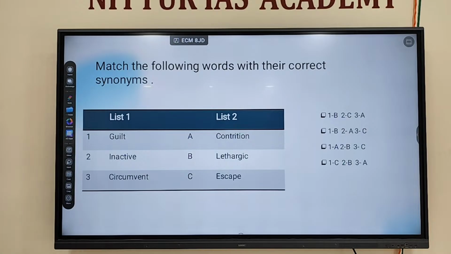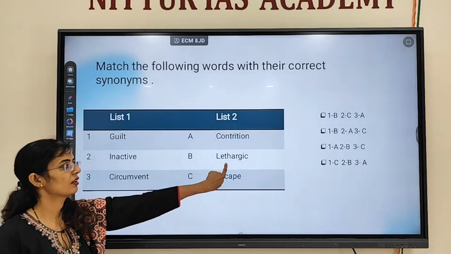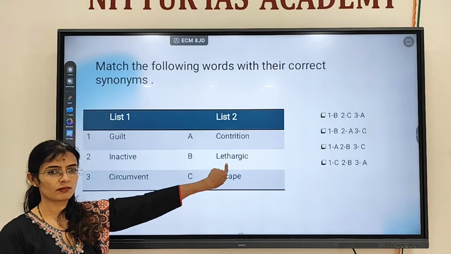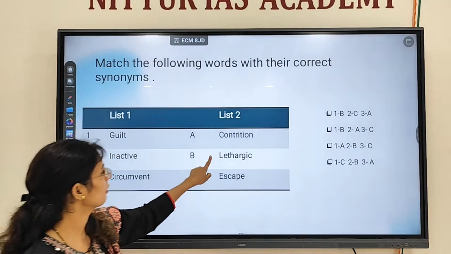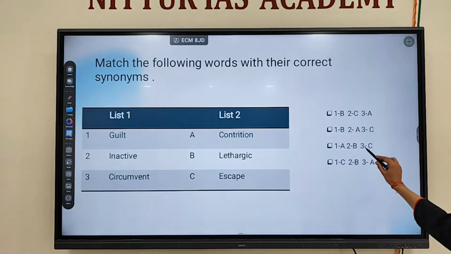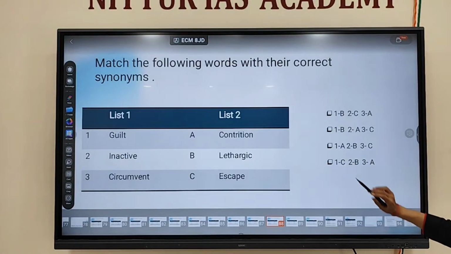Moving on, synonyms. Guilt, inactive, circumvent. Guilt. What is a synonym? Inactive. Agreed? So if I see inactive and lethargic where they are matched together, 2B. So I need to choose between C and D. Which one do I choose? Quick. 1A.